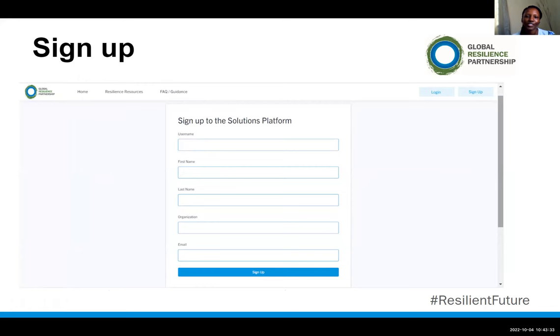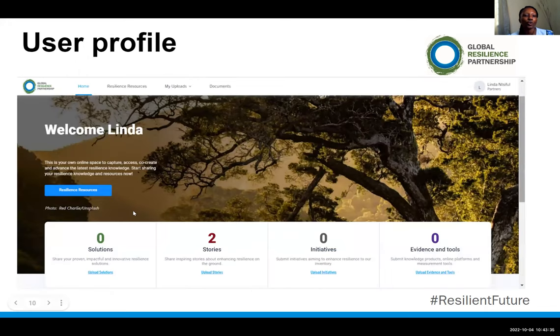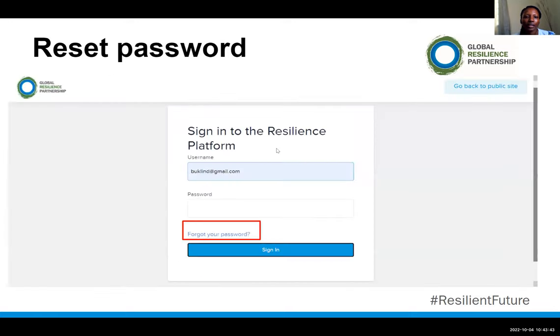And then afterwards, you'll be brought to your profile. So here is my profile. So afterwards, you can proceed with whatever you want to do, be it uploading your resources. But before that, I just want to touch on how you can reset your password.